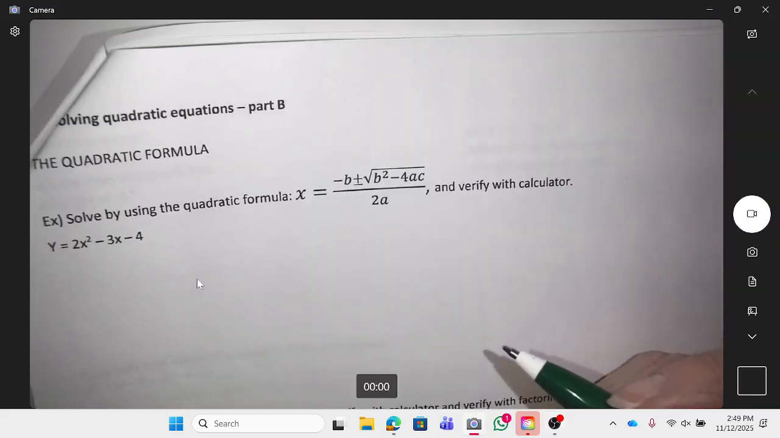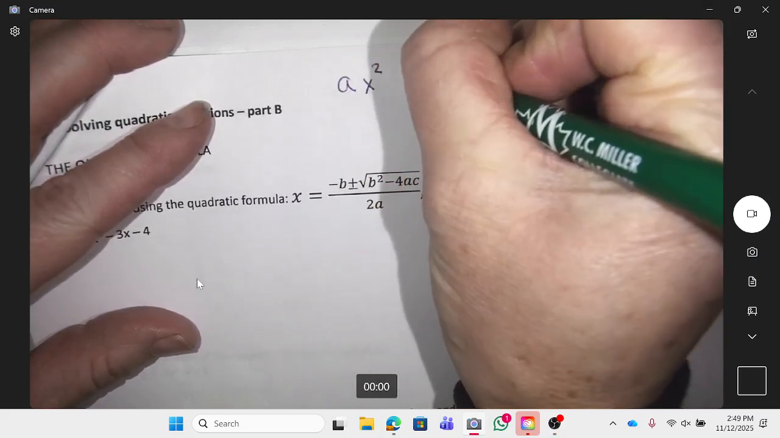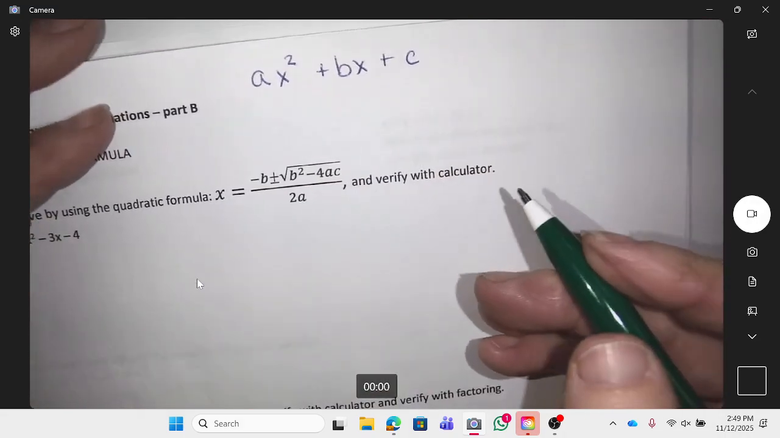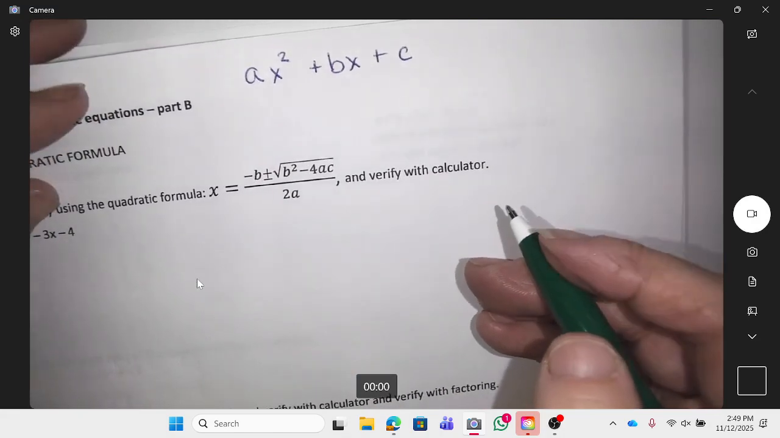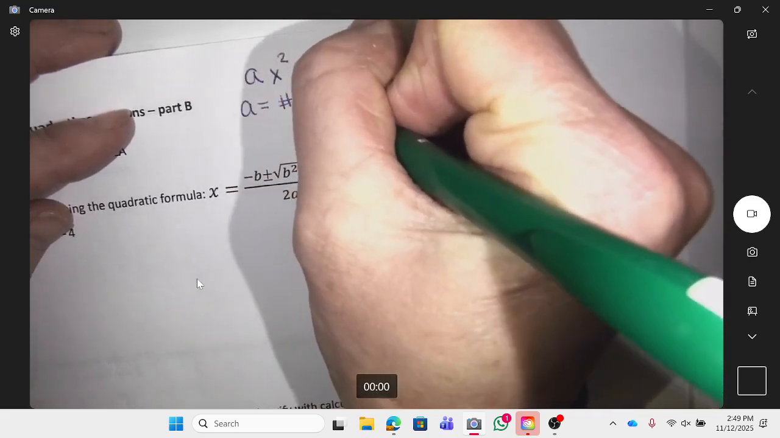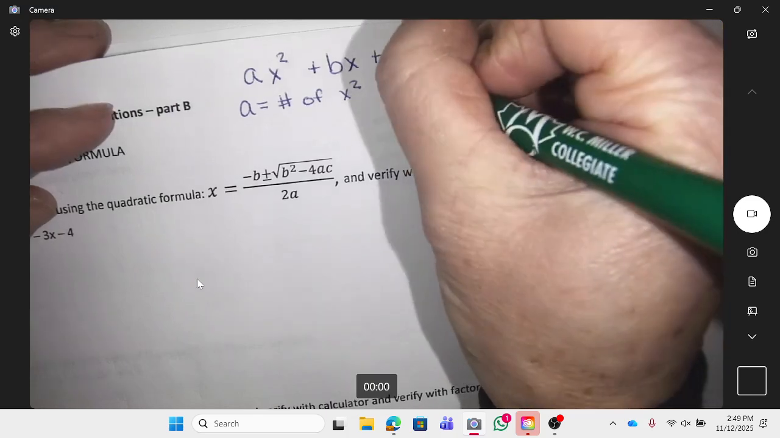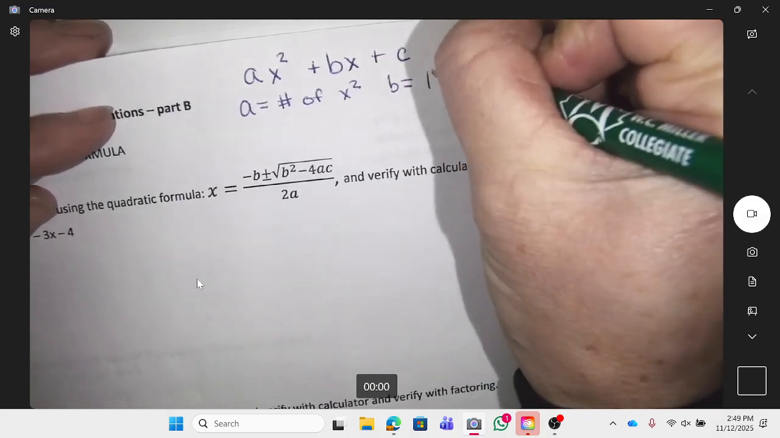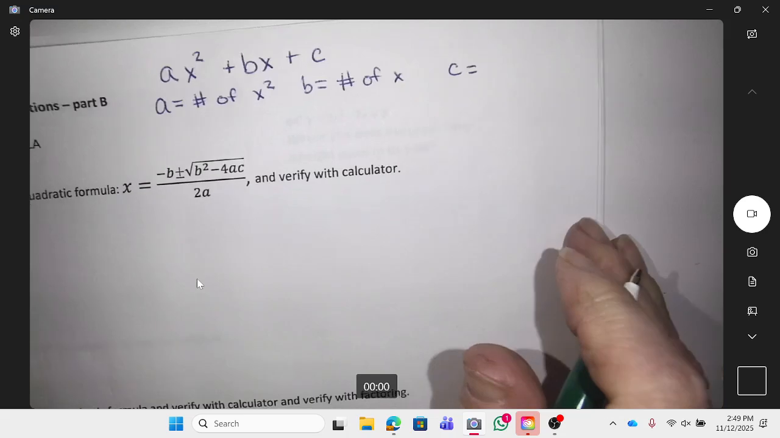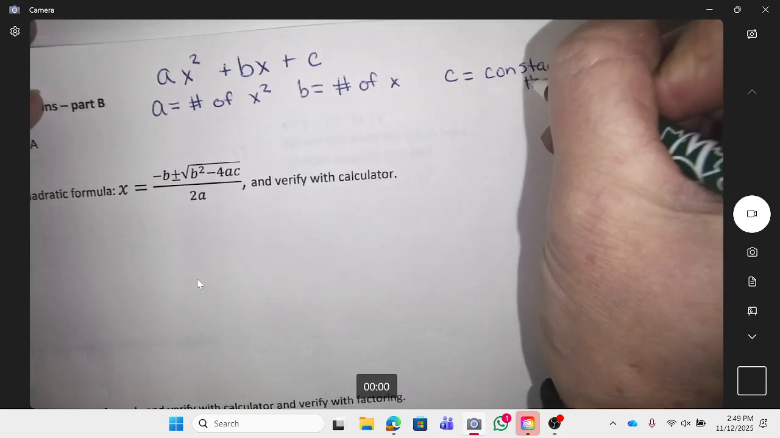So a quadratic that's a trinomial would look like this: ax² + bx + c. Okay, that's the foundational way to write a quadratic equation. So a is saying the number of x squareds. That's what it's really meaning. So b is therefore telling us the number of x's, and c is just a constant number.